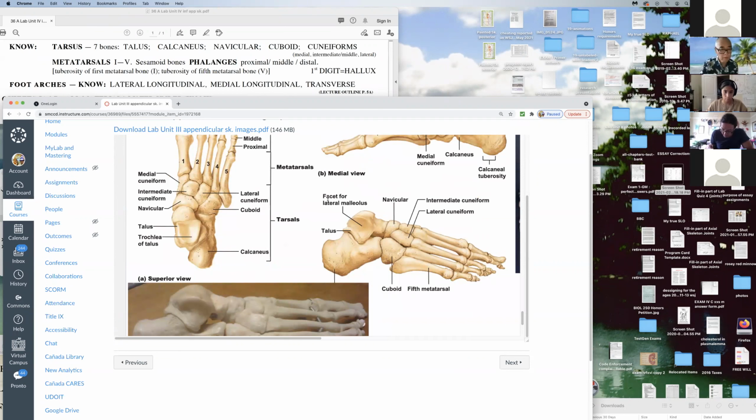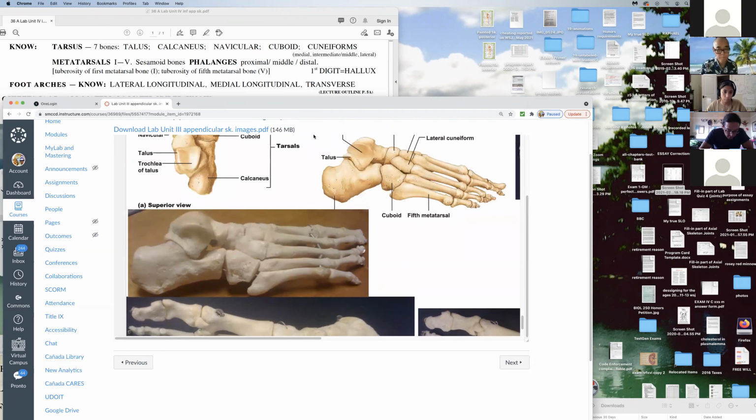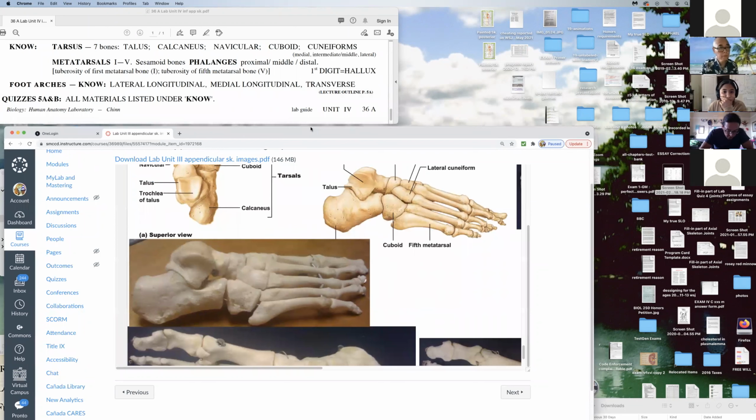So at the first MTP joint, metatarsal phalangeal joint, this metatarsal 1 meets the proximal phalanx 1. At that joint, you have the 2 sesamoid bones there. Okay. Yeah, so that takes care of all these. So any questions?